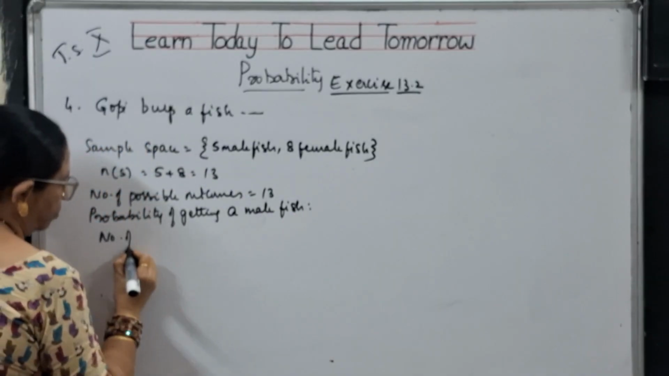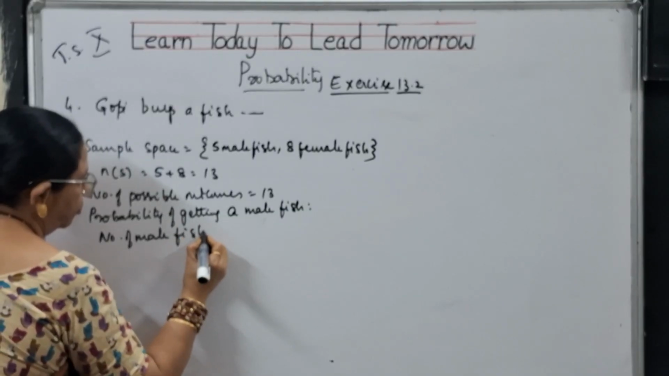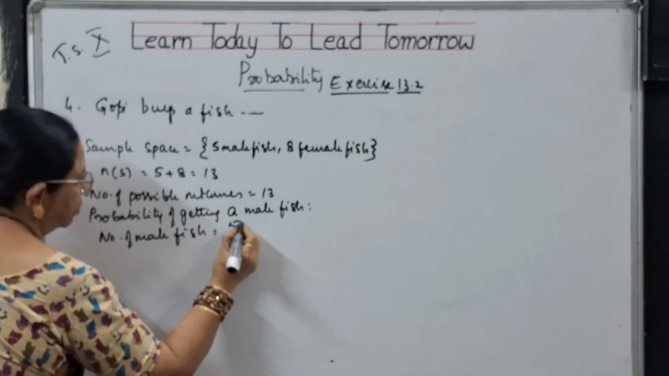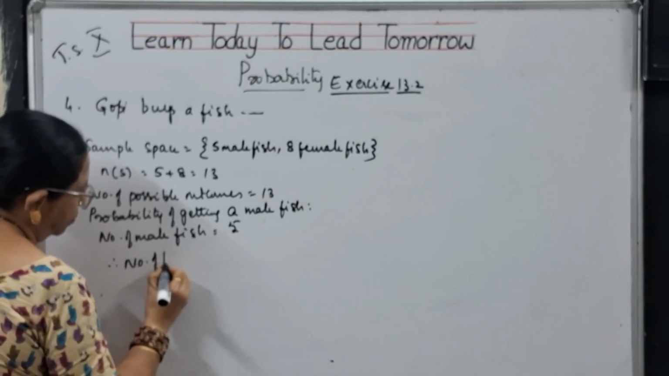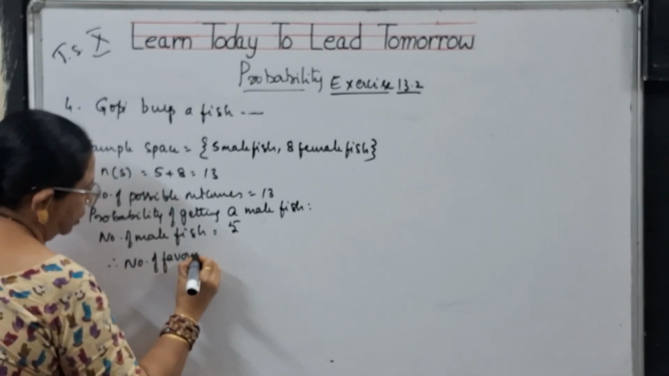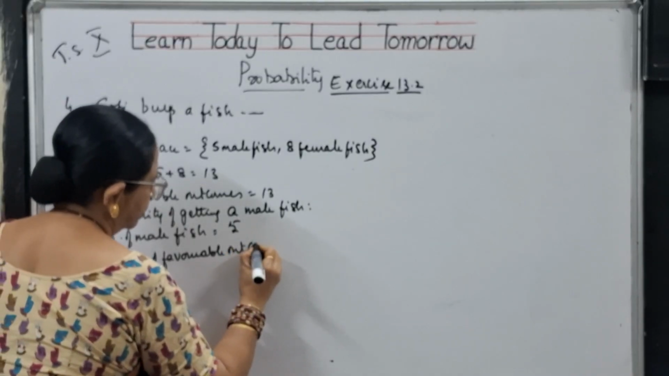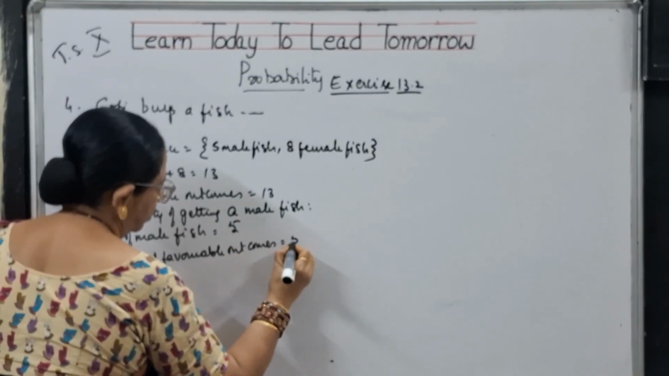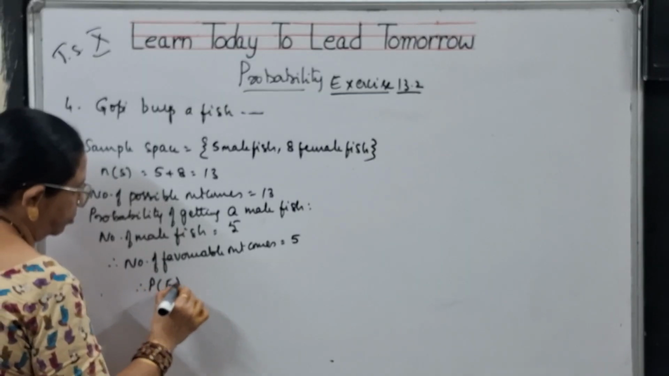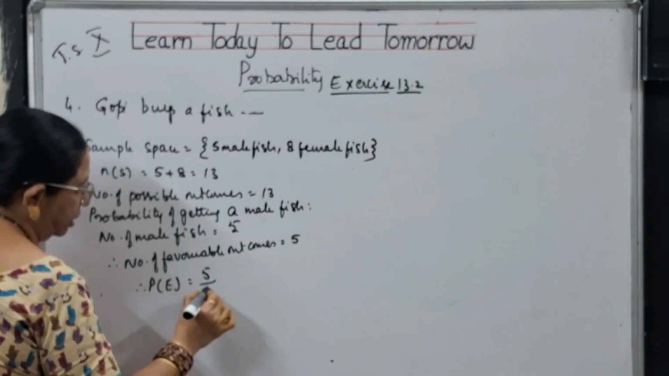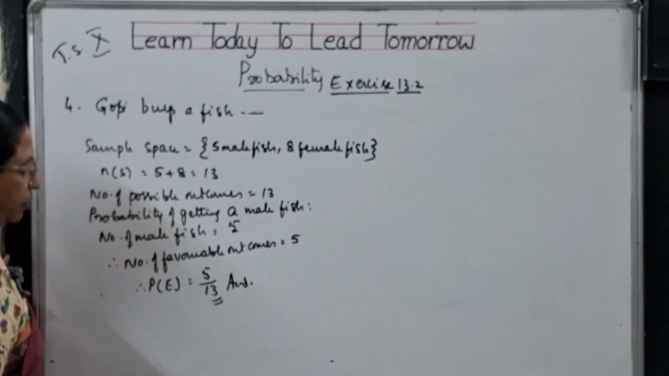Number of male fish. How many are there? 5. So number of favorable outcomes is equal to 5. So probability of this event of getting a male fish is 5 by 30. This is the answer for this problem, children.